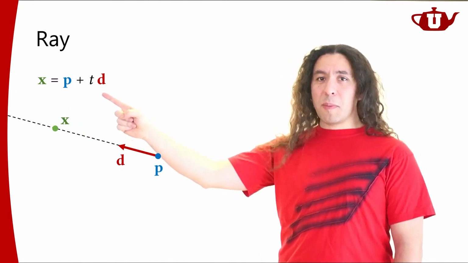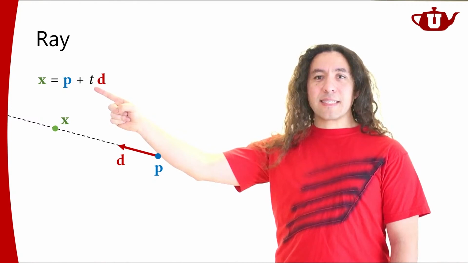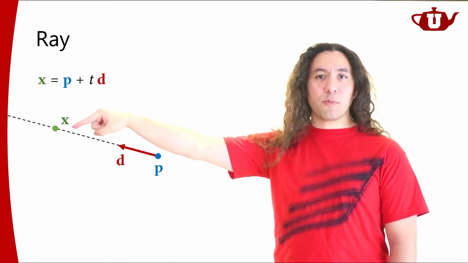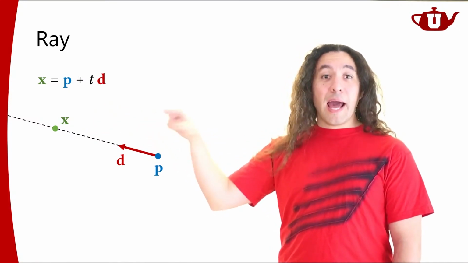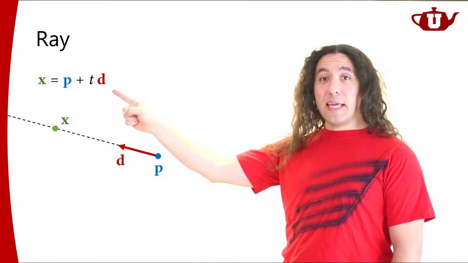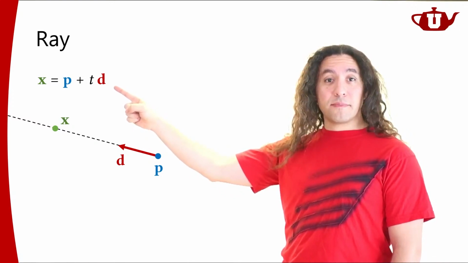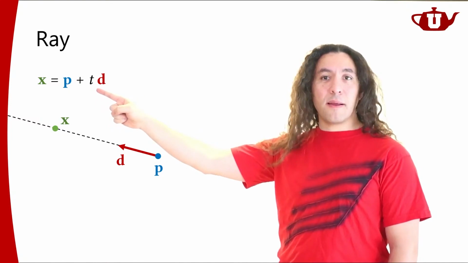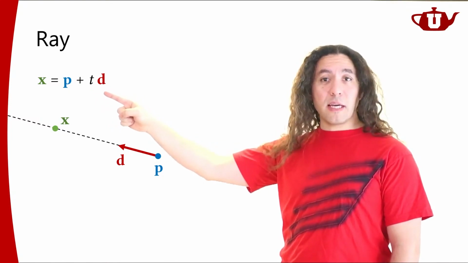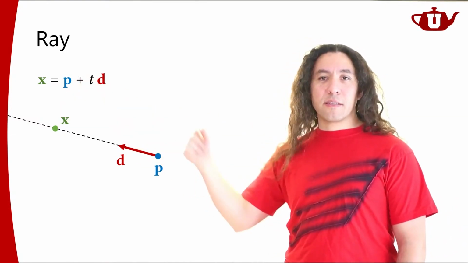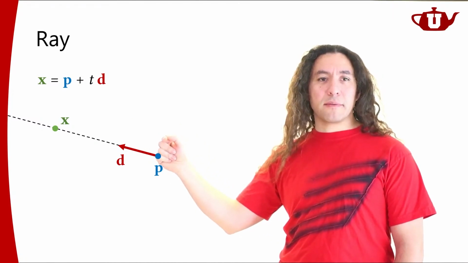So oftentimes people think about this t as the distance between this position P and this position X, right? And it can be the distance only if this D is a unit vector. If it's a unit vector, then t is the distance, right? If D is not a unit vector, that t just tells me how many multiples of D I have to go to reach X starting from point P.